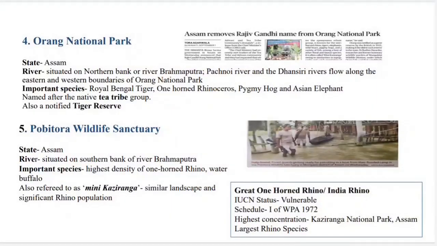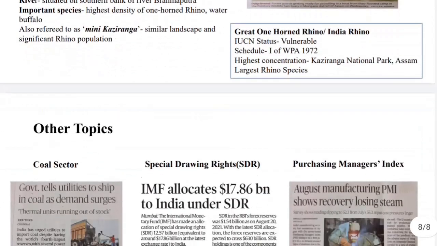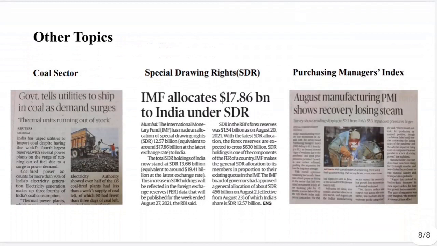So these were the topics that were important from the prelims point of view. Let us move on to the last slide. Here I have mentioned 3 topics, that is the coal sector, special drawing rights and the purchasing managers index. These topics have already been covered under the ENbreezEN session earlier. The links are provided below, you can look into that.